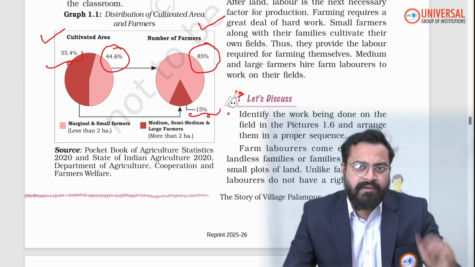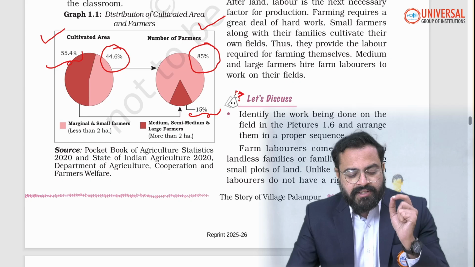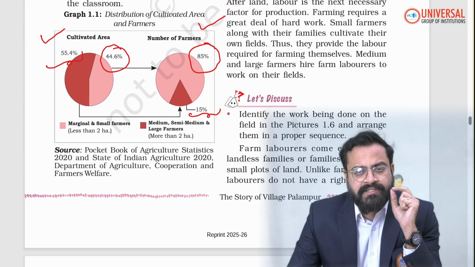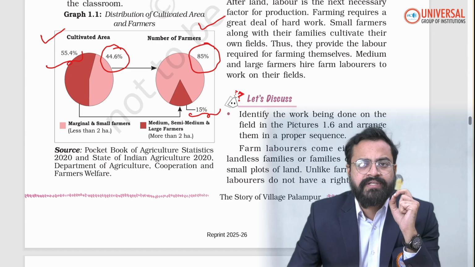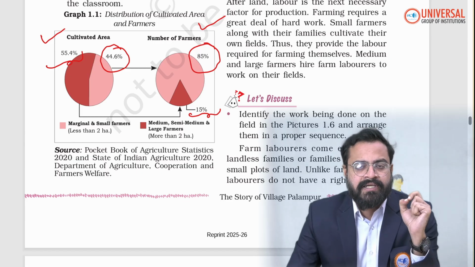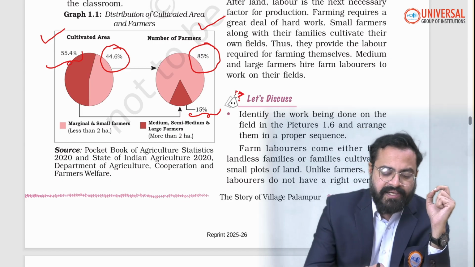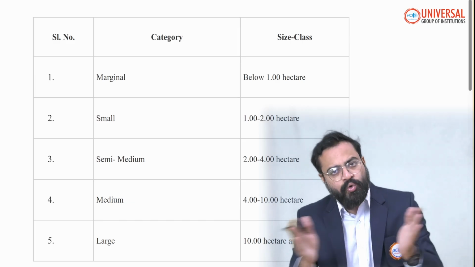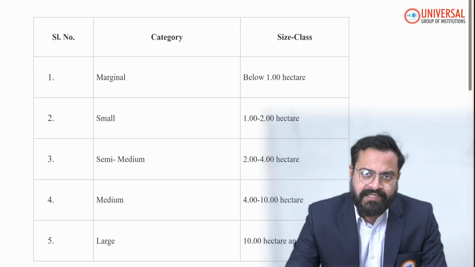So on what basis do we have this data? This is where the reinterpretation enters, because this particular graph has been divided on the basis of the agricultural census. So we will now study what exactly the agricultural census is, and for how long we have been conducting it.